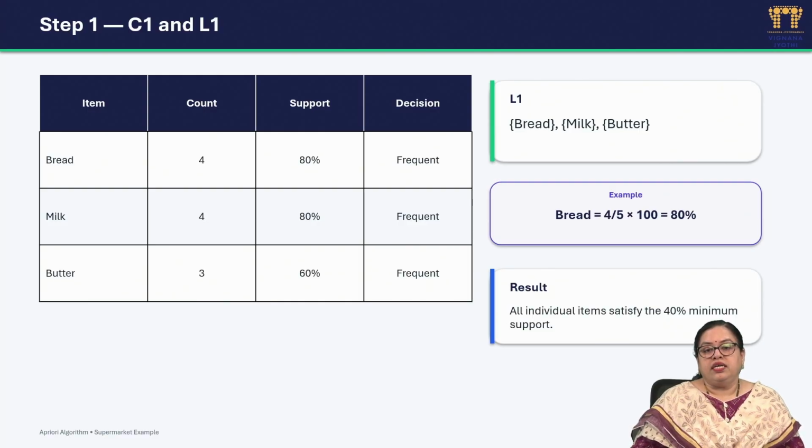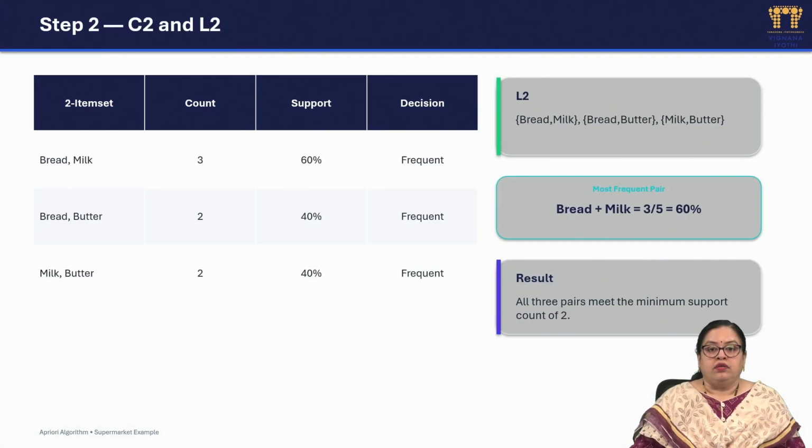So what is the result here? On the right side I write the result: all individual items satisfy the 40% minimum support. Whenever an item can achieve the 40% minimum support, only then can we know whether it is frequent or not, and we take these counts only.